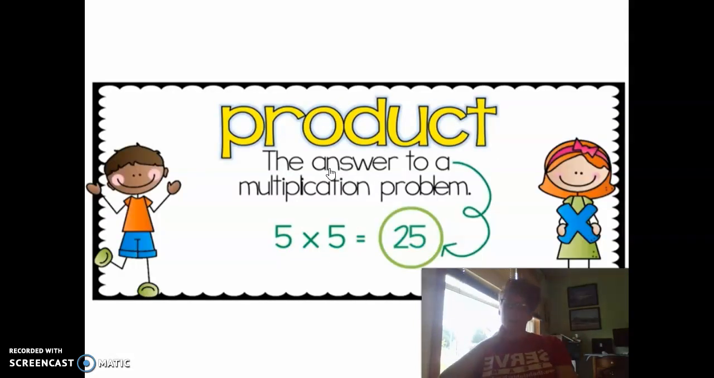Now let's talk about the product. The product is just the answer to a multiplication problem. Very easy, product. If you think about maybe a factory that is creating things, they are creating an item. In a multiplication problem, we are creating an answer. So the product is the answer.